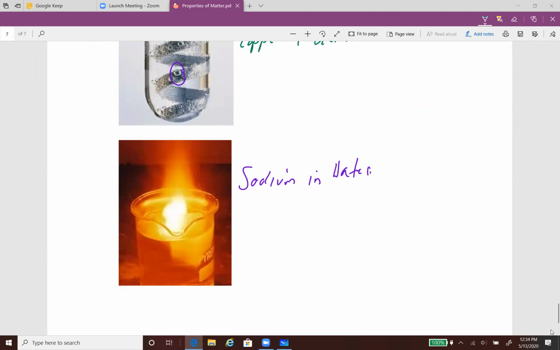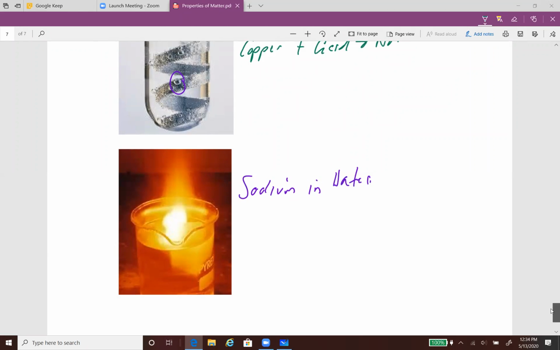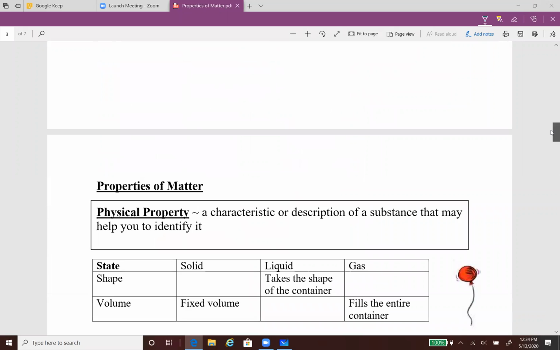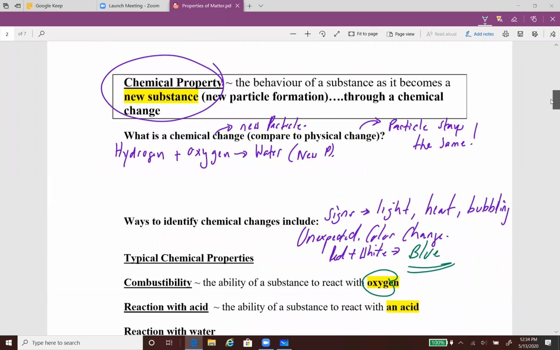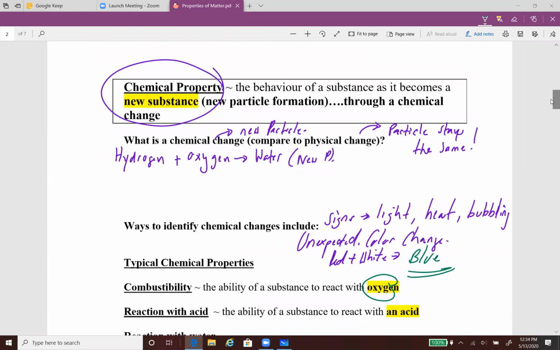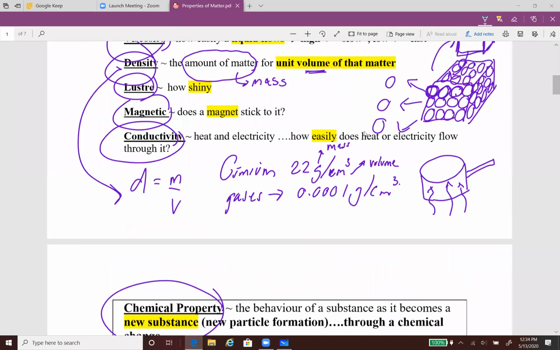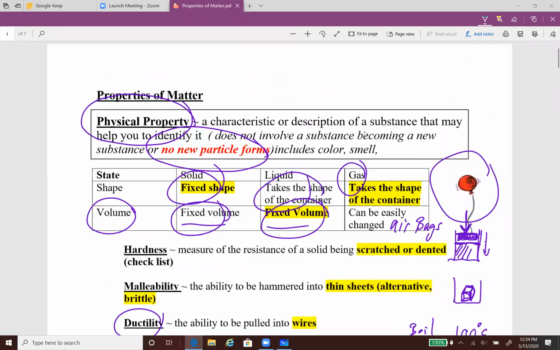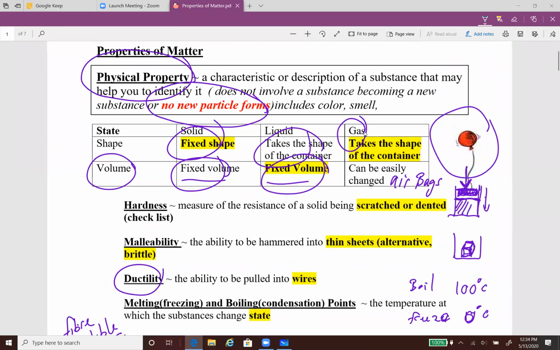Okay, so what we did then is we reviewed the properties of matter, and then we started with a review of classification of matter, and now we looked at the properties of matter, and we talked about the two types: the chemical properties and the physical properties.